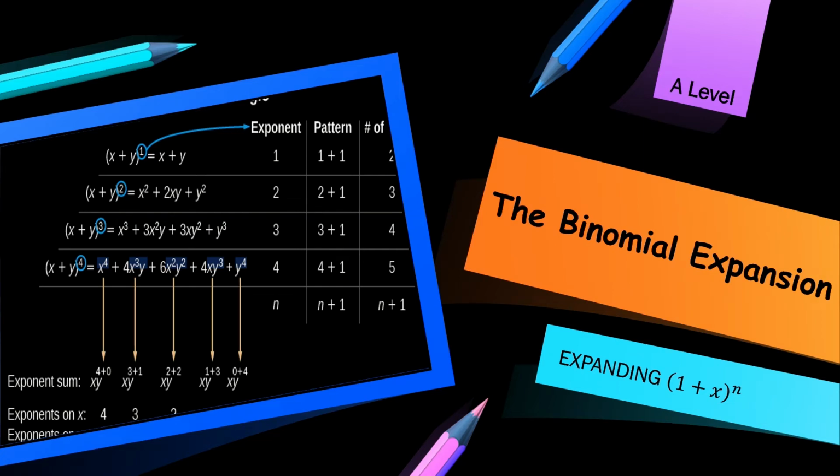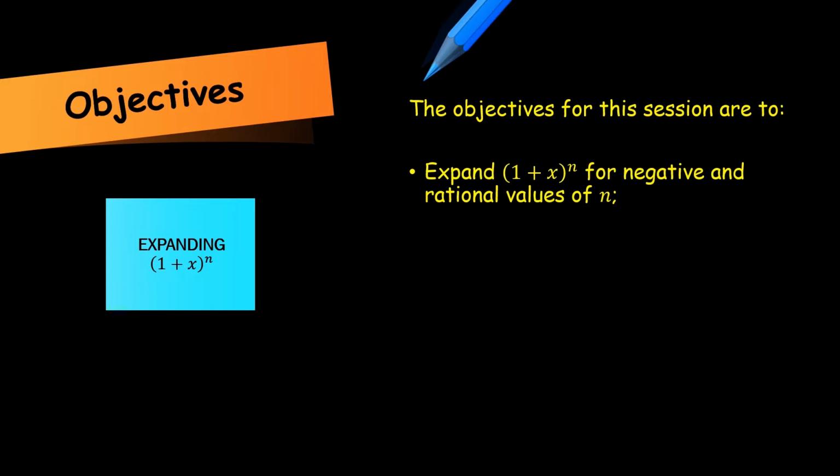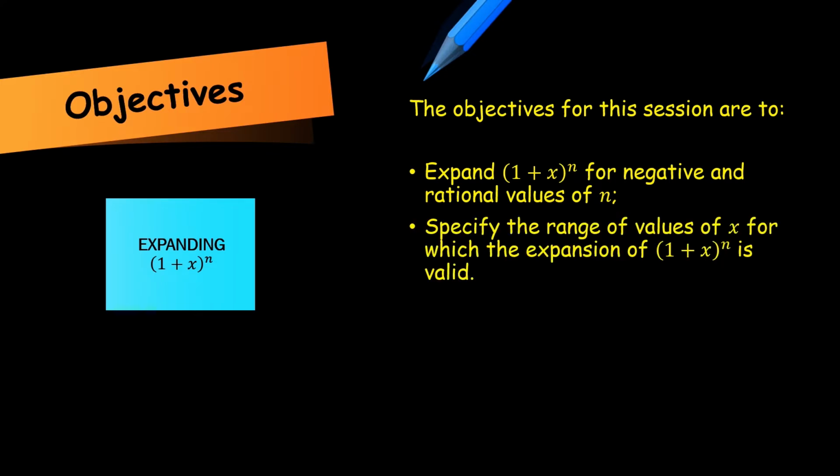Welcome to the session on the binomial expansion, expanding 1 plus x to the power n. The objectives for this session are to expand 1 plus x to the power n for negative and rational values of n, and also specify the range of values of x for which this expansion is valid.